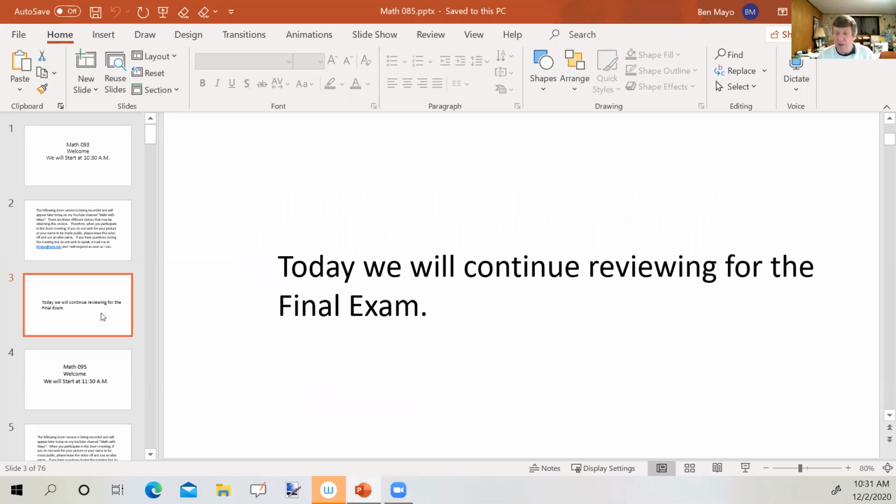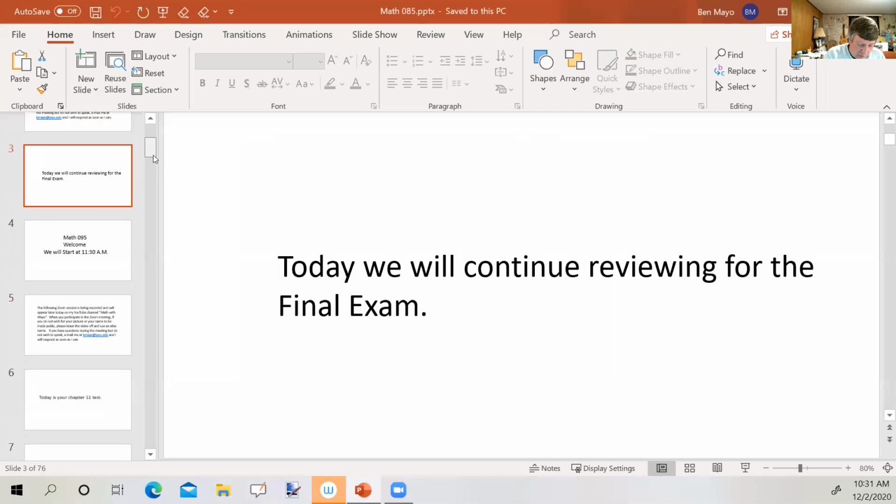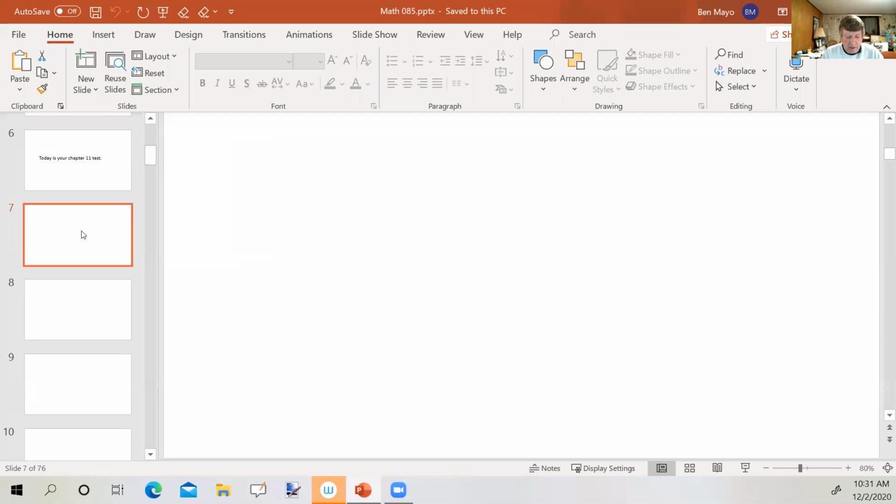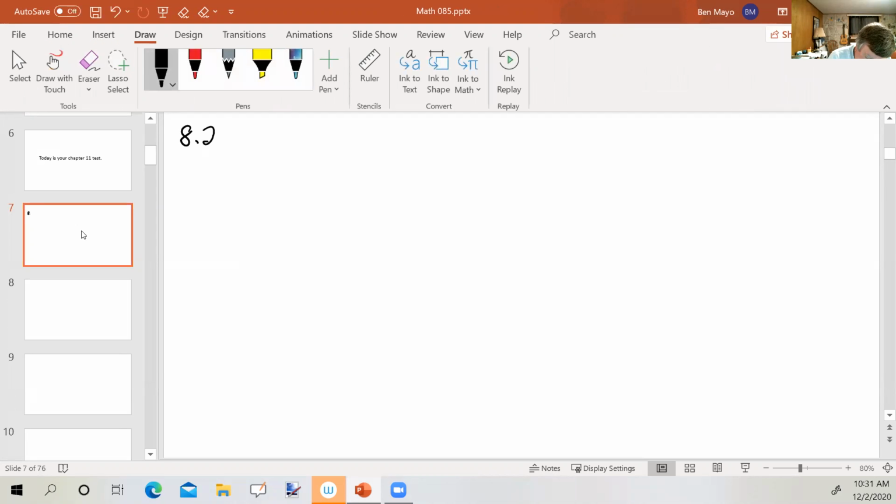So today we're going to continue reviewing for the final exam. The focus today will be on Chapter 8. So let's go ahead and get started. And the first section in Chapter 8 that we covered was Section 8.2, which is functions. As we go along, if you have any questions, if I'm going too fast, if for whatever reason you need to stop me and comment, please do.